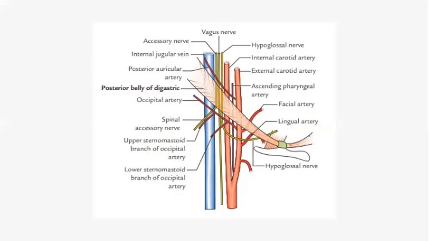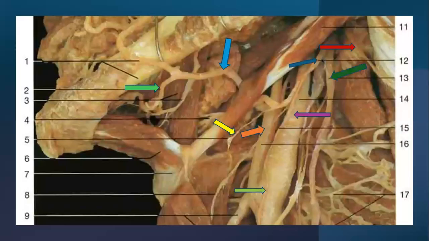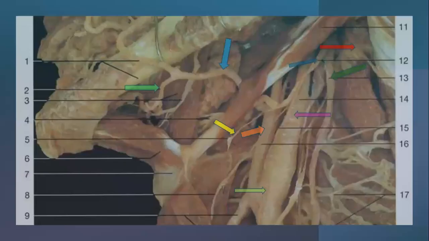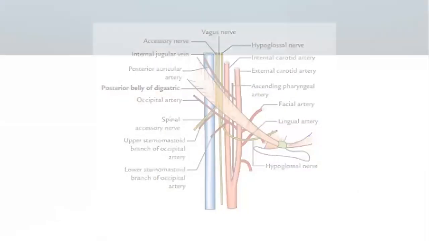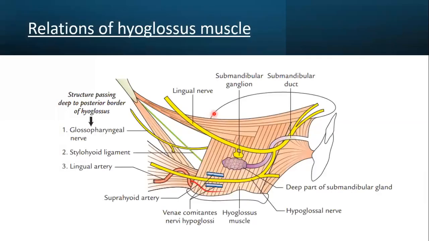So let me go back here and show you. This here is the hypoglossal nerve, but this is the vessel at this point. This vessel, the lingual artery, is being crossed by the hypoglossal nerve. Okay, let's look at the relations of the hyoglossus. So this is just an image from Bishram.